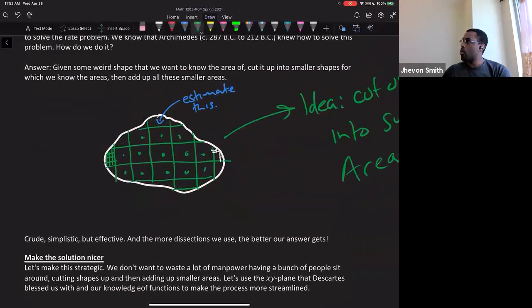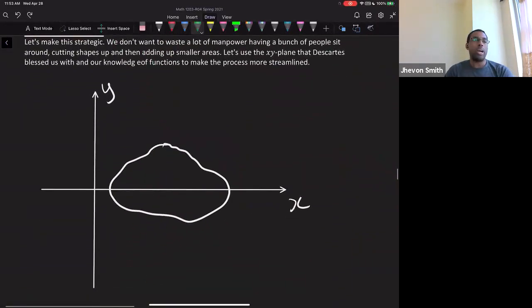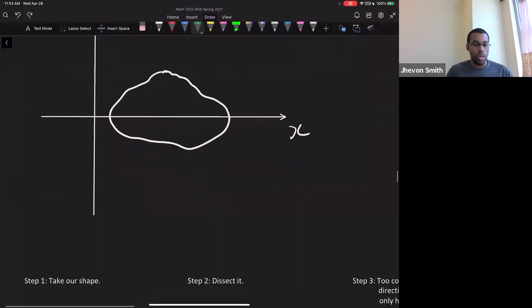So what we're going to do is make this problem a little nicer, and we're going to use mathematics to do this. In particular, we're going to use functions and the xy plane to help us out. So thanks to Descartes, who we mentioned, who gave us the xy plane, we can put the shape on the xy plane. And then we can think about the shape as a function of something.